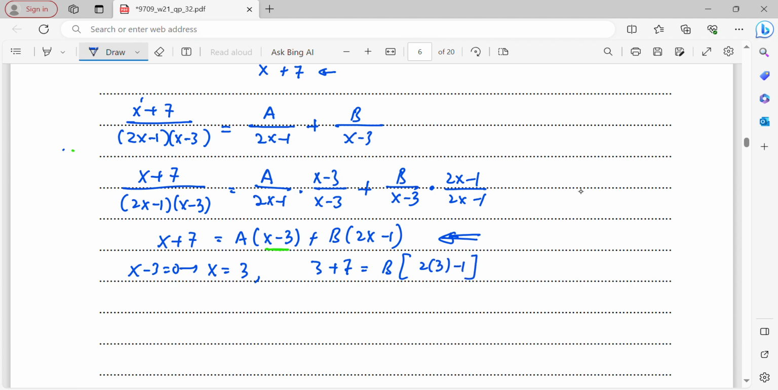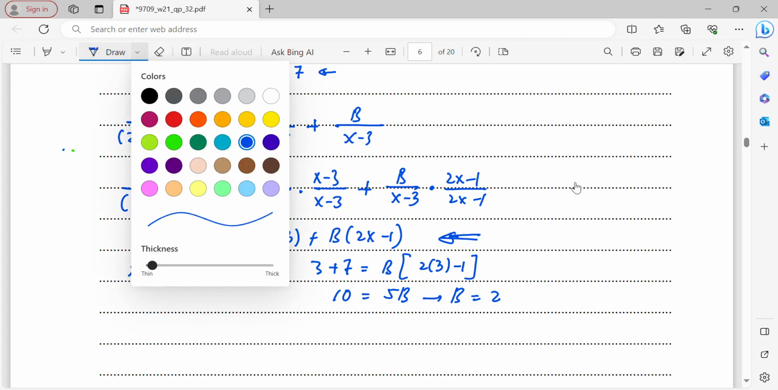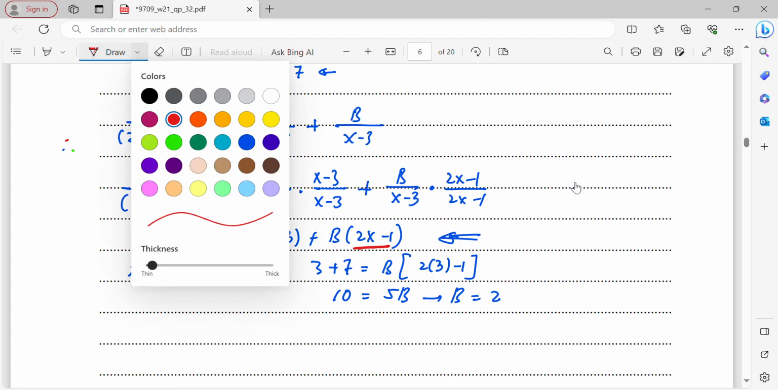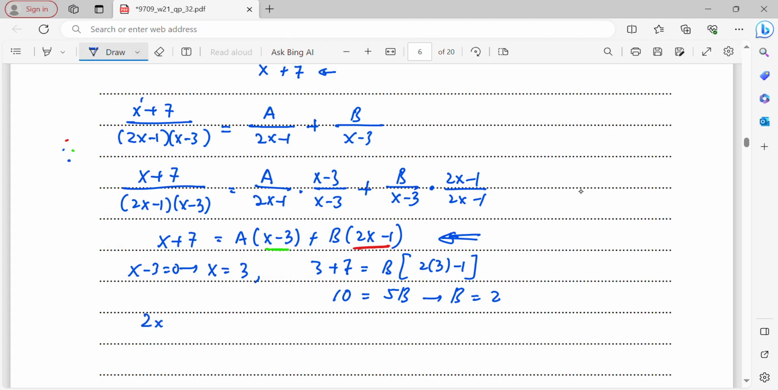So from here, you will get 10 equals to 5b. Therefore, your b is 2. Now, for the next one, I'm going to let the second factor be 0. 2x minus 1 be 0. So now, when 2x minus 1 is 0, that means x is going to be half.